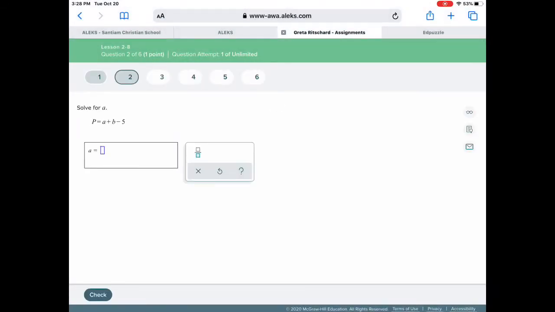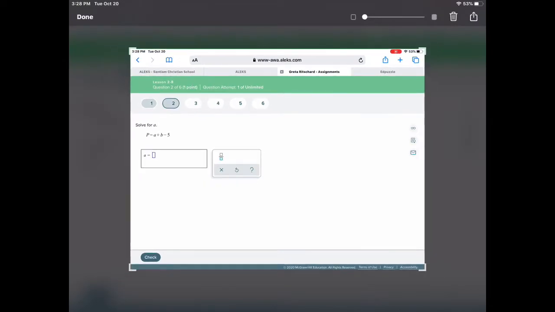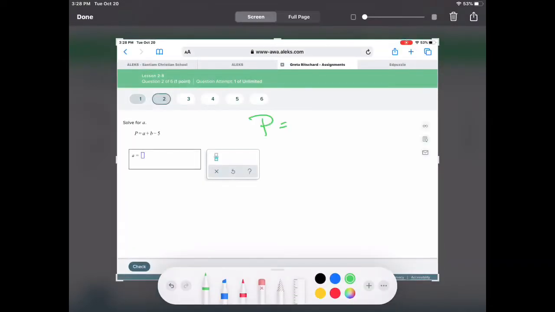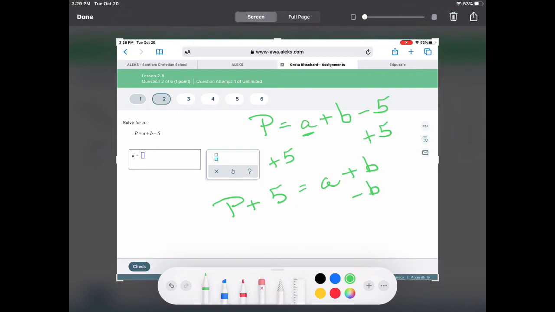The second example asks us to solve for a. So we have p equals a plus b minus 5. So our objective is to just get rid of everything except a on that side. So let's go ahead and add 5. P plus 5 equals a plus b. And now let's subtract b, because that'll move it over here. And then we'll have a all by itself. So p plus 5 minus b equals a.